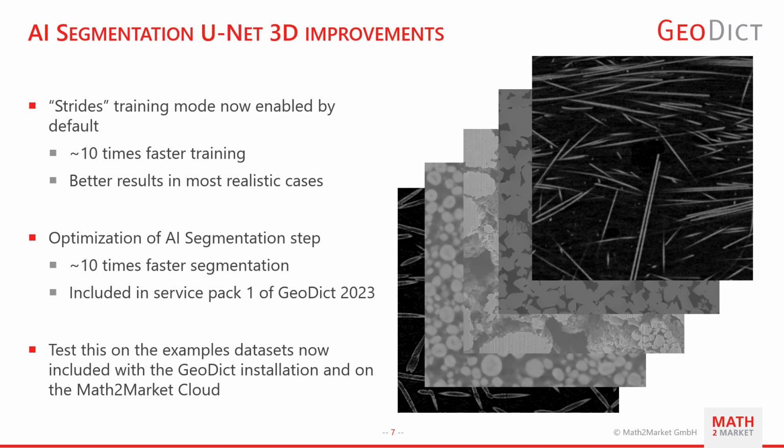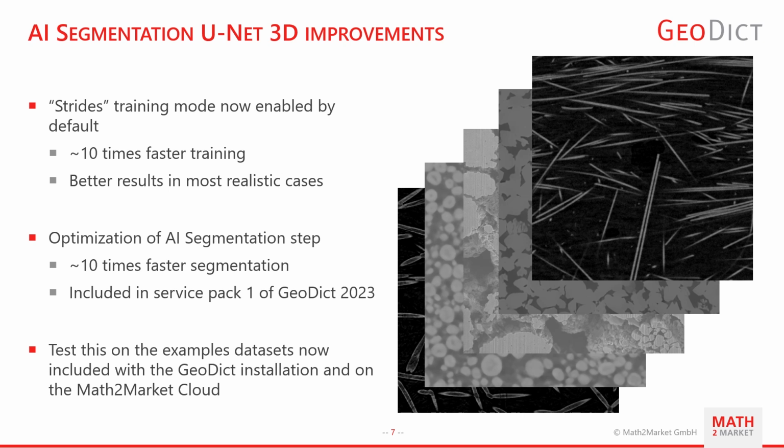So first of all, we enabled the strides training mode we added last year to GeoDict by default now. This makes the training roughly 10 times faster than the old training mode, and the results are also better for most realistic cases. And on top of that, we optimized the application of the UNet 3D, and that is now also 10 times faster than it was in GeoDict 2021 and 2022. This improvement is included in Service Pack 1 of GeoDict 2023, which should be released by now.